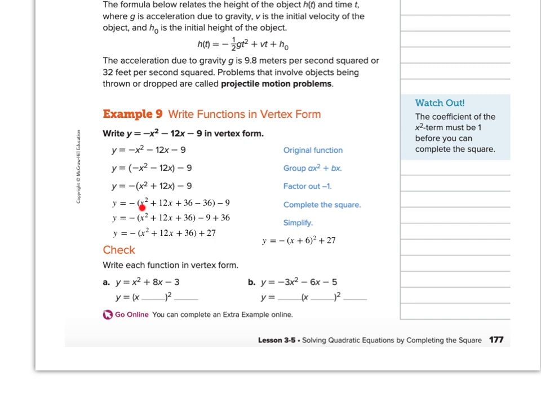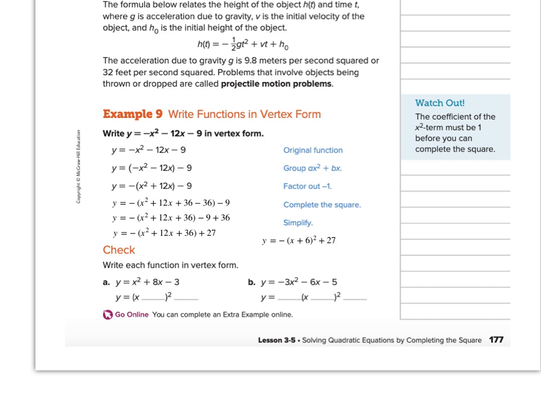So I have negative times, and then when they completed the square, half of 12 is 6, 6 squared is 36. In order to do that, though, they had to add and subtract 36, because this is the value of 0. They haven't changed the value of the function that way. When they factored this 36 out, negative times a negative became a positive. We can complete the square here. So again, this is going to be negative x plus 6 squared plus 27.